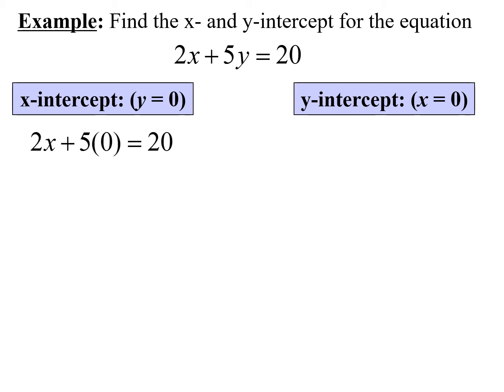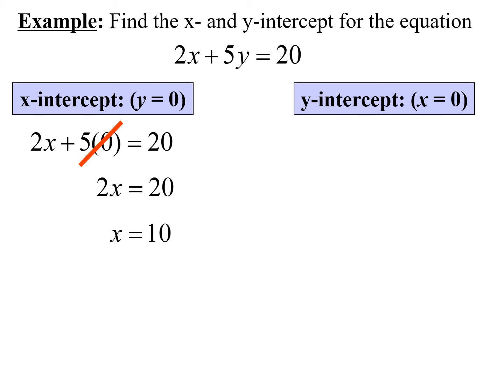So to find the x-intercept, I'm going to plug in 0 for y in the equation. So I get 2x plus 5 times 0 is equal to 20. 5 times 0 is 0. If I add 0, it doesn't change the value, so it's the idea of canceling. It just gets absorbed and doesn't change anything. So we end up with 2x is equal to 20. Divide both sides by 2, and I get x is equal to 10.